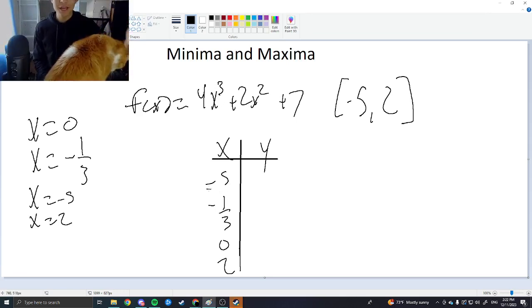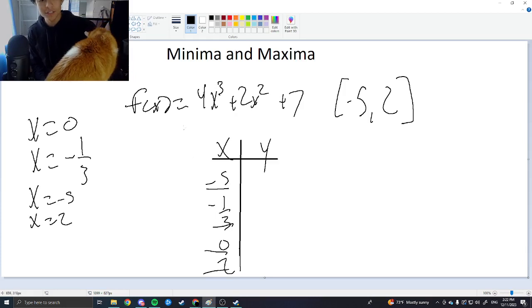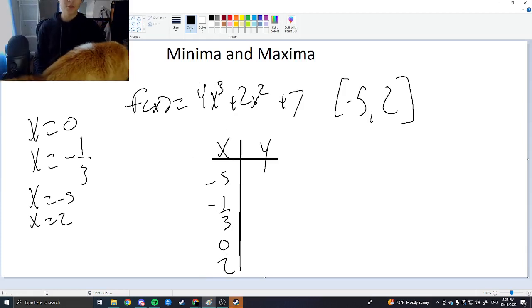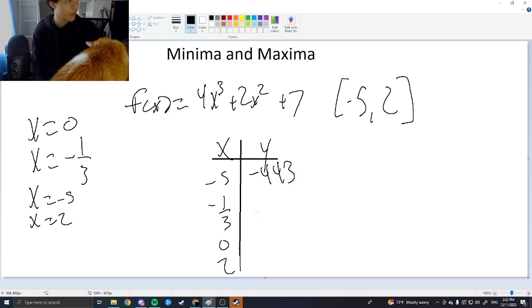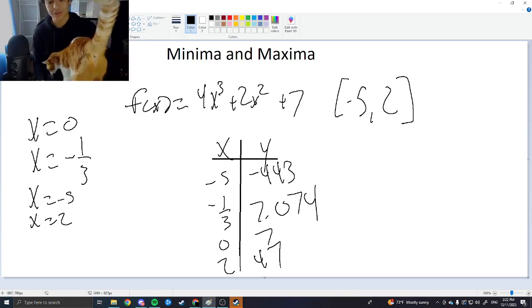I don't really want to plug in -5, -1/3, 0, and 2 into this function up here, because it was 4x to the third and 2x squared. It's just a lot. So for this part, you can use a calculator. I'm sure your teacher will let you use a calculator for an equation like this. And if we plug in -5, we get -443. If we plug in -1/3, we get 7.074. If we plug in 0, we get 7. If we plug in 2, we get 47, right?